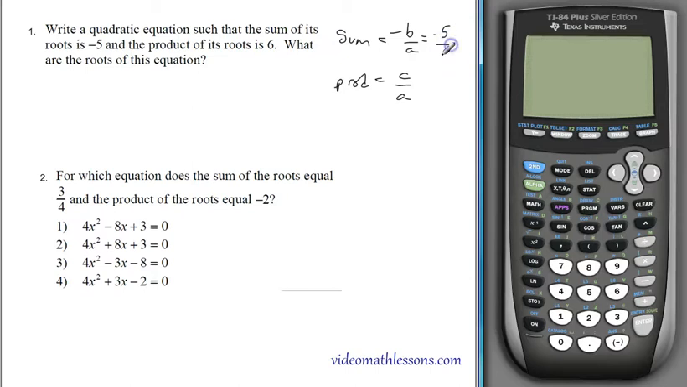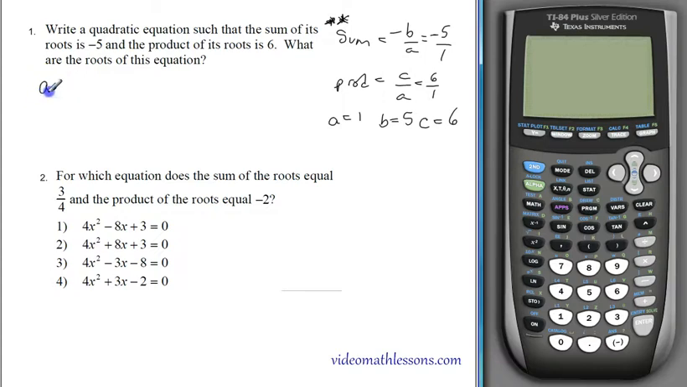Now the trick with the sum, it already has a negative in the problem, so you've got to be extra careful. Product is 6, so it's 6 over 1. Oh, and this -5 over a, let's fix that. It's not really an a, it's -5 over 1. Now we can see clearly that a has to be 1 because both the bottoms are 1. B is tricky. It's the opposite of what you see, so instead of -5, it's a +5. C is 6.